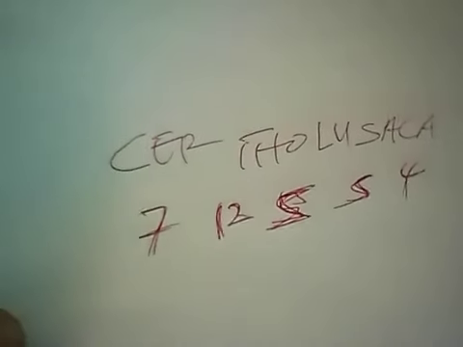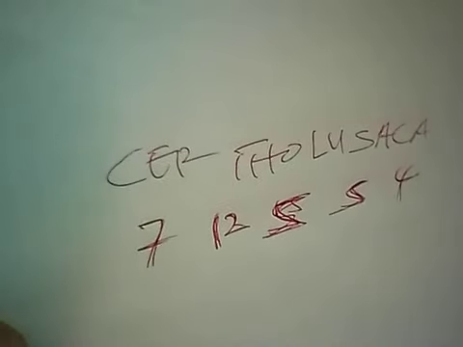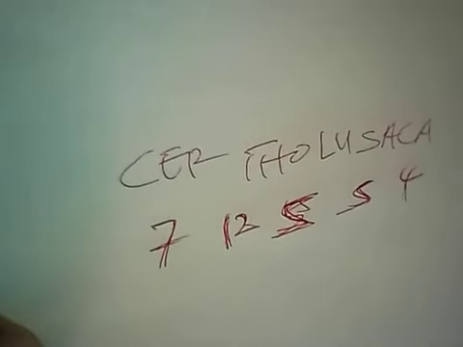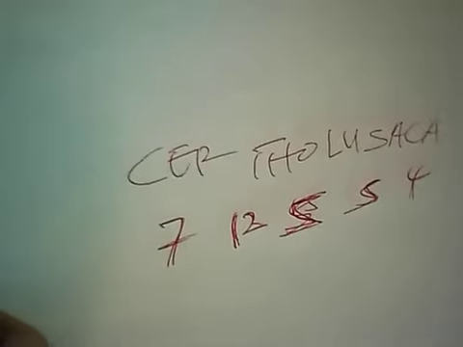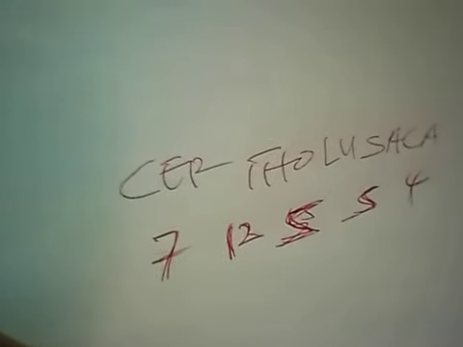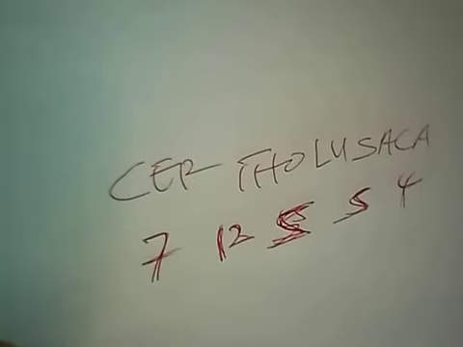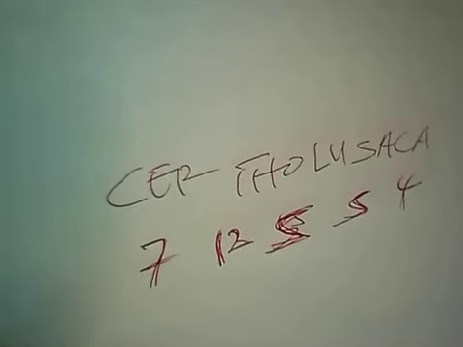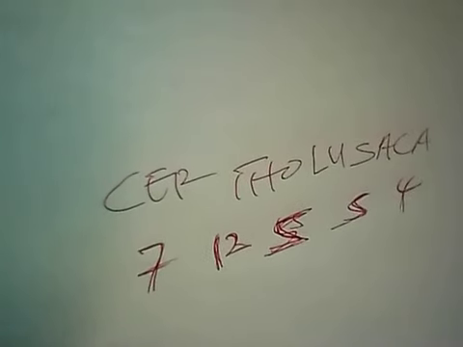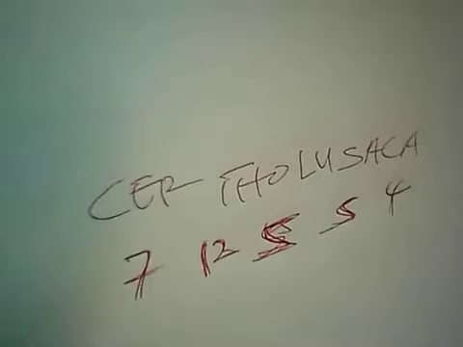I've written it out here: Satolusaka 712 554. Sa for cervical, To for thoracic, Lu for lumbar, Sa for sacral, Ka for caudal. And cervical is 7, thoracic is 12, lumbar is 5, sacral is 5, caudal is 4. That is Satolusaka 712 554.